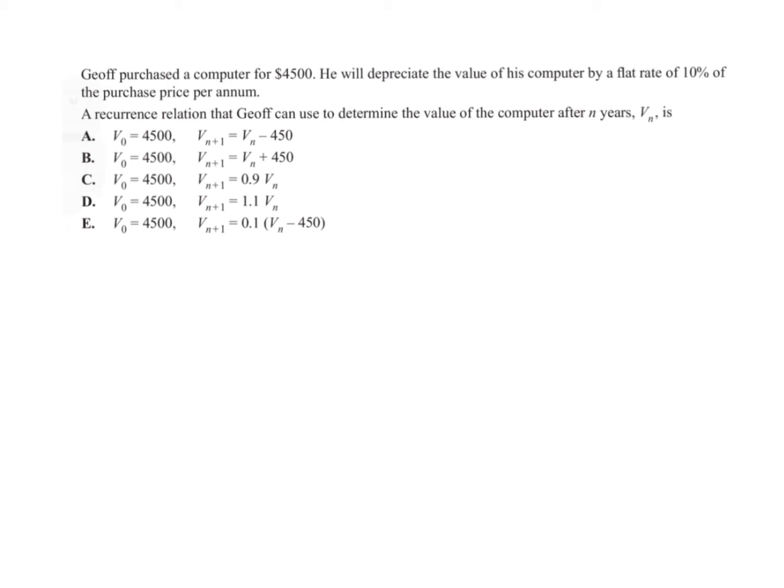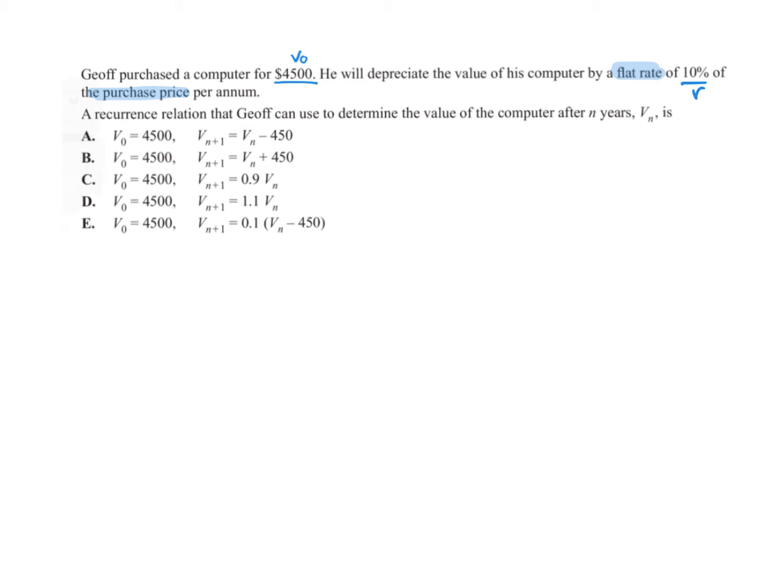Okay, so we've got an example of an exam question here. Jeff purchased a computer for $4,500. I always like to just write V0 on the top as I'm reading it. He will depreciate the value of his computer by flat rate. This becomes very important so that I know which formula I'm looking at. And then it says by 10% of its purchase price. So that's another way to explain flat rate. Here we've got the rate and the recurrence relation to use.